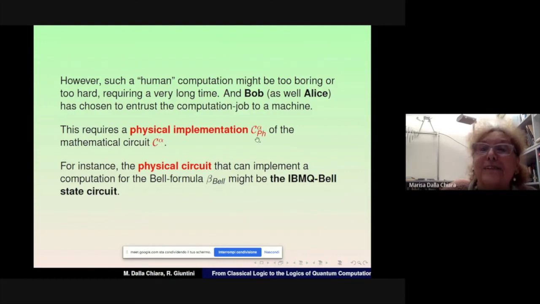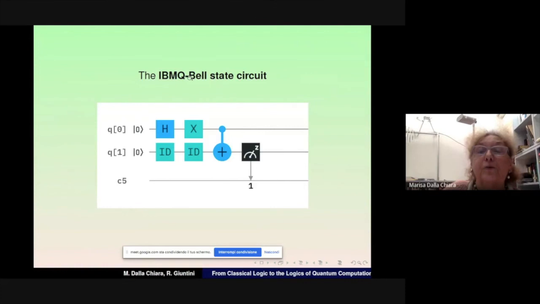This described physical implementation, so a hardware. For instance, the physical circuit that can implement a computation for the Bell formula, that we have denoted in this way, might be just the IBM Q Bell state circuit. Remember, this was the IBM Q Bell state circuit. And this is a physical circuit implemented by this kind of quantum computer.